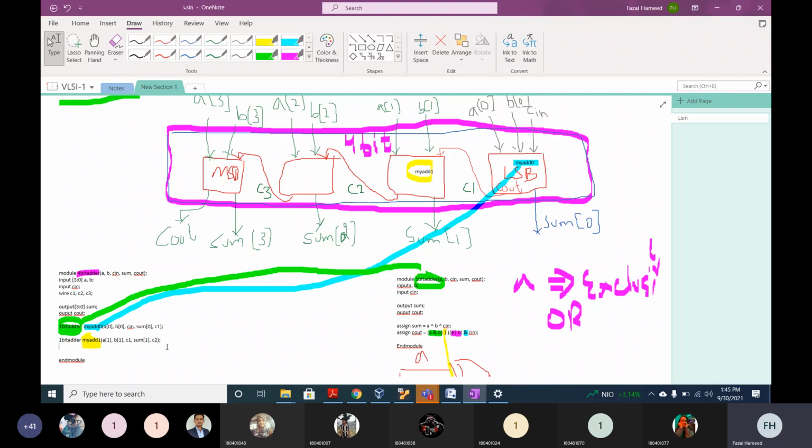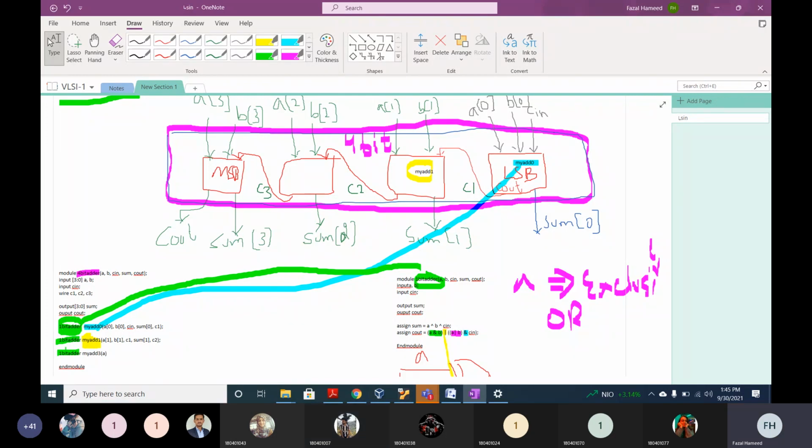Similarly, I need to instantiate another 1-bit adder. Yes, sir. 1-bit adder. And that is of the same type. This 1-bit adder and this 1-bit adder. All these adders are of the same type. What should be the name of this add? You can give any other name. My add 2. Okay.